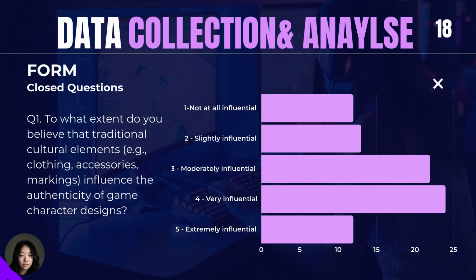And next is the data collection of the closed questions of the form. The first question is, to what extent do you believe that traditional cultural elements like clothing influence the authenticity of game character designs? We can see that more people chose 3 and 4, moderately influential and very influential, than the others.